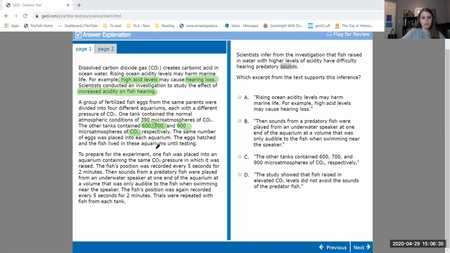To prepare for the experiment, one fish was placed into an aquarium containing the same CO2 pressure in which it was raised. The fish's position was recorded every 5 seconds for 2 minutes. Then sounds from a predatory fish were played from an underwater speaker at the end of one aquarium at a volume that was only audible to the fish when swimming near the speaker. The fish's position was again recorded every 5 seconds for 2 minutes. Trials were repeated with fish from each tank. Okay, so they're putting them in that acid water, putting a sound at the end, seeing if they swim towards the sound or away from the sound. All right, I'm with it so far.